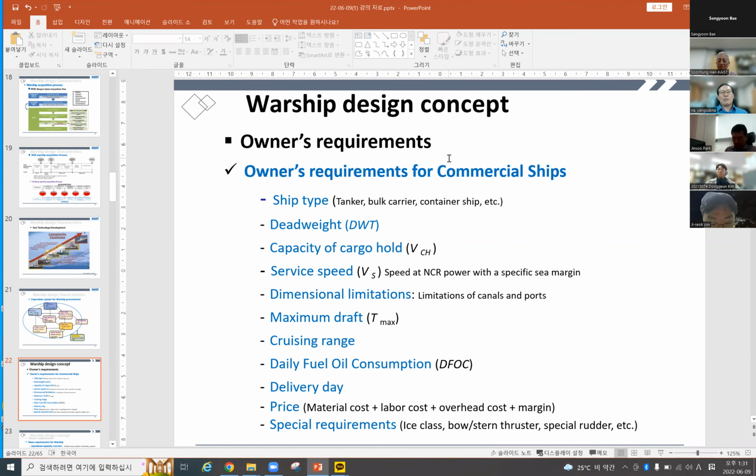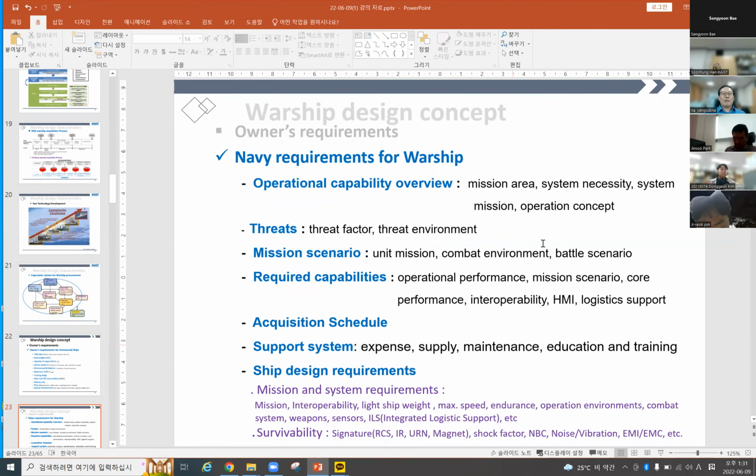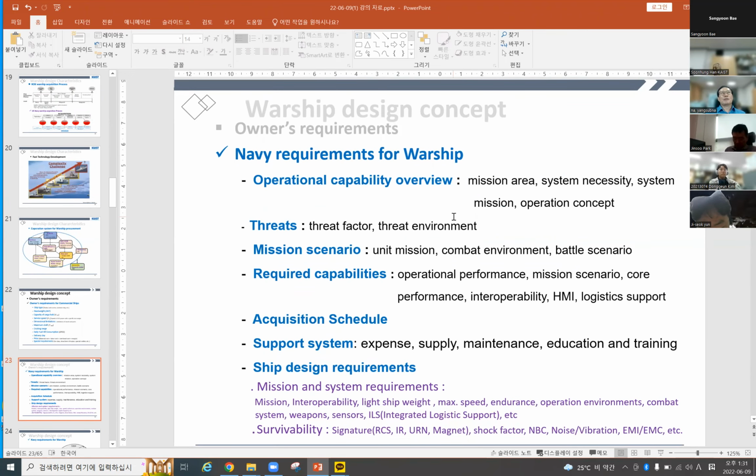Warship owner's requirements are different from those for commercial ships. The commercial ship requirements, as you know, are ship type, deadweight, capacity, cargo, service speed, dimension, maximum draft, cruising range, daily fuel, delivery day, price, and special requirements for some special ships. But the Navy's requirements are very different, because of the combat mission they carry out.